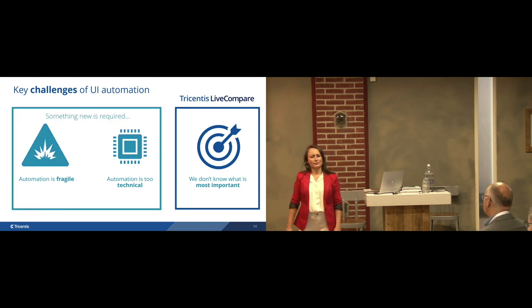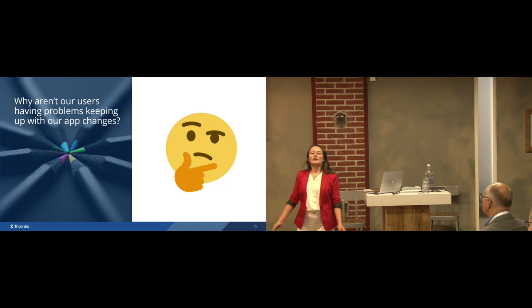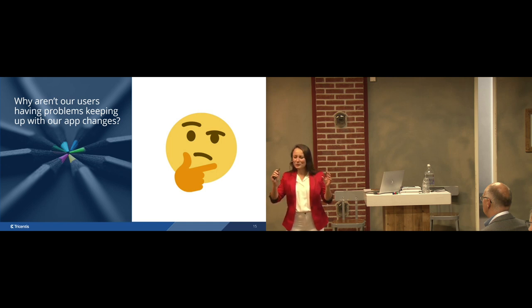Okay, so that's great. But what about these two problems? The fragility and the technicality. Well, we have gone some way toward solving that with Tosca, but the problem still persists, especially when it comes to UI automation. So we took a step back. And we asked ourselves, why aren't our users having problems keeping up with our application changes? Now that's a little bit confusing. It requires a bit of a mind shift to understand what that actually means.